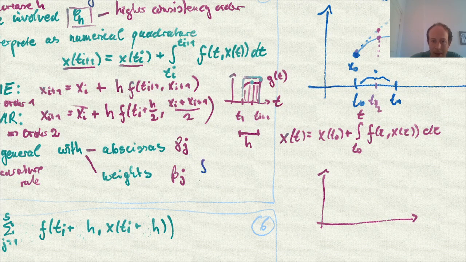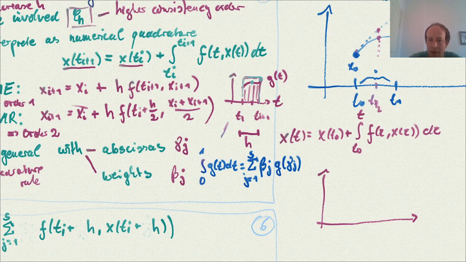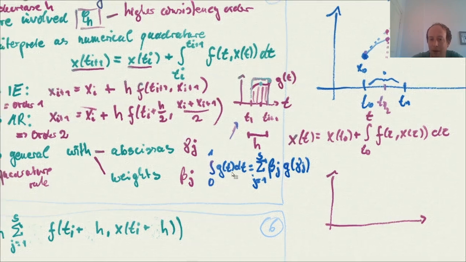I write this. So the integral from 0 to 1 over g of t dt is approximated by the sum over j from 1 to s of beta_j, these are the weights, times g of gamma_j. This means taking some values of the function and giving them a proper weight, and then this will approximate the integral very nicely, up to a very high order. I think you know the Gaussian collocation points, for example, which give you optimal order, and there are very nice formulas for that, so that one can approximate these integrals by quadrature.